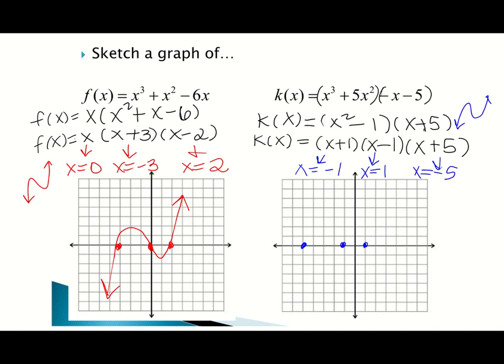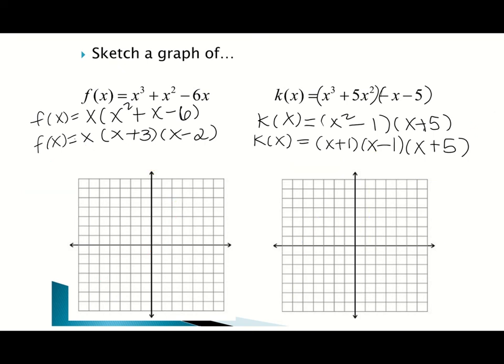And, well, what's my y-intercept going to be? Well, if I plug in 0, I have 0 plus 1 is 1. 0 minus 1 is -1. And 0 plus 5 is 5. So I have 1 times -1, which is -1, times 5, which is -5. So I'd be at 0, -5 as my y-intercept. So if I sketch my general shape, I start down, I go up, I come down through -1, make sure I hit my y-intercept, and come back up. I have my general shape of a cubic with my x and y intercepts.